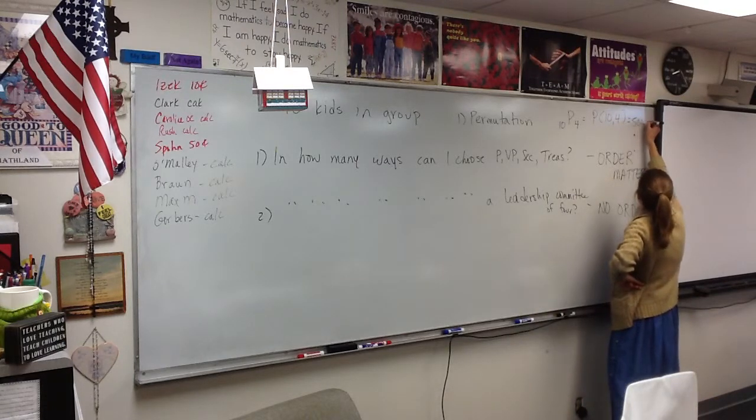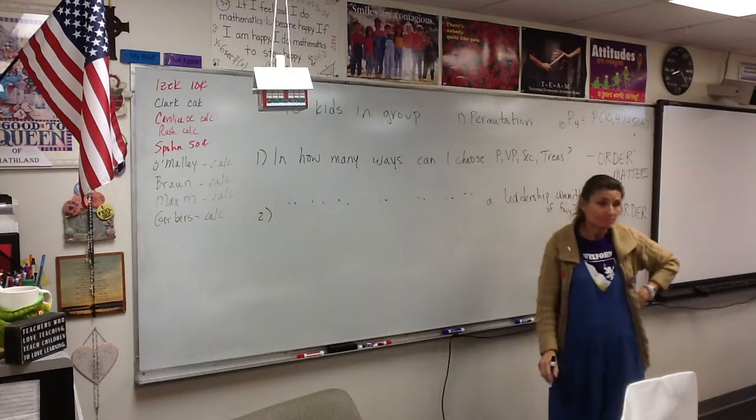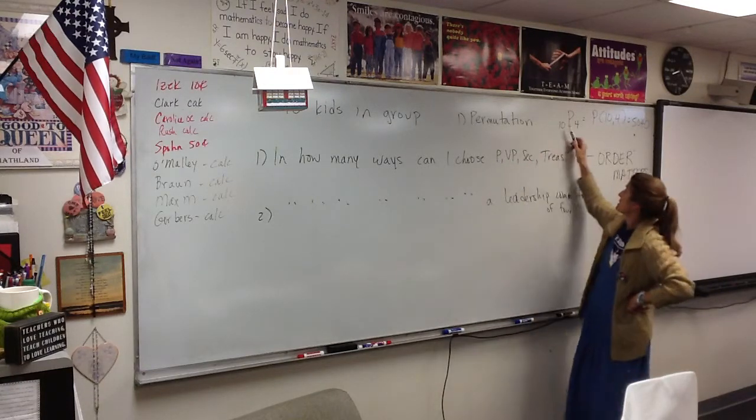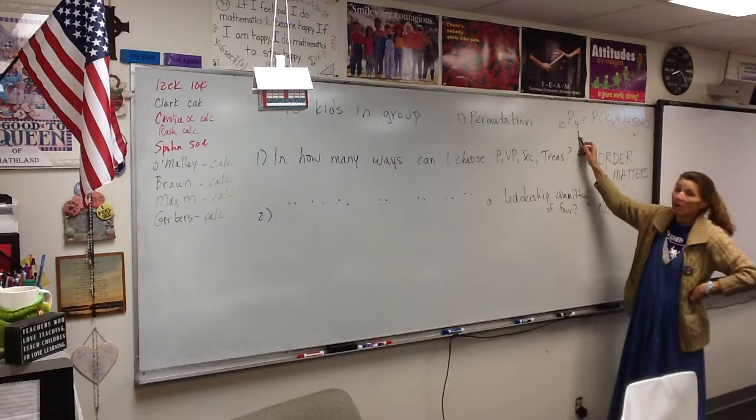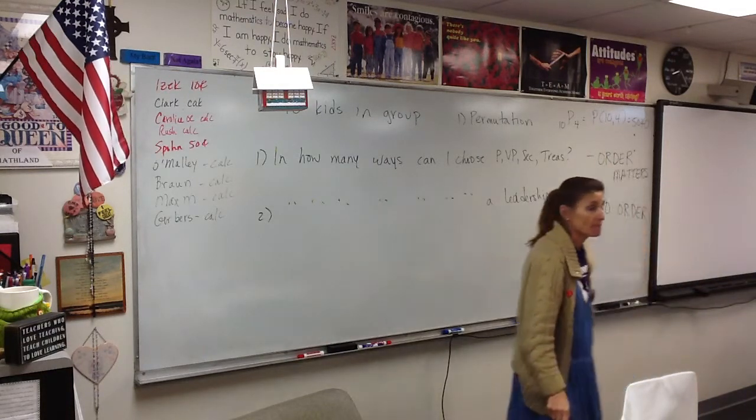On my calculator it says nPr. Is that? Yep, that's it. This is nPr. Oh, okay. N is the total number of items, R is how many you're choosing.